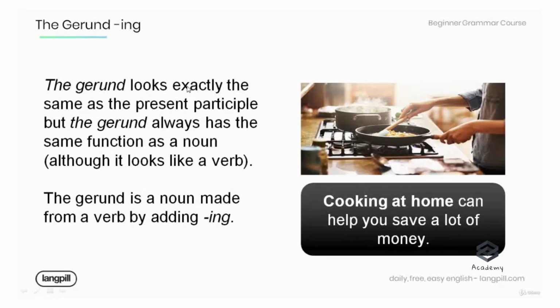The gerund looks exactly the same as the present participle, but the gerund always has the same function as a noun, although it looks like a verb. Note that the gerund is a noun made from a verb by adding ing.